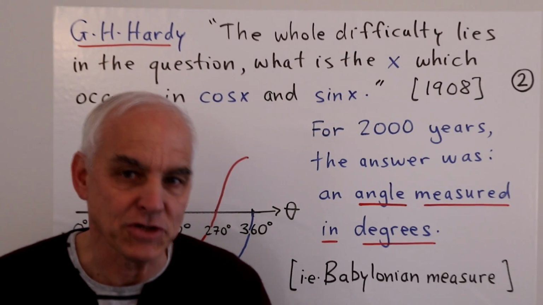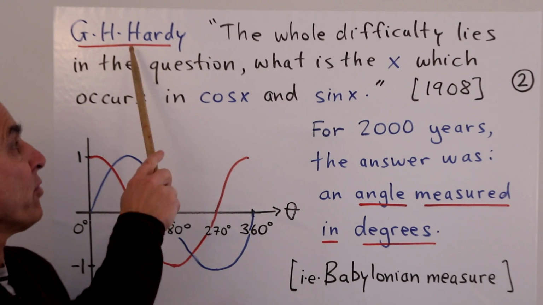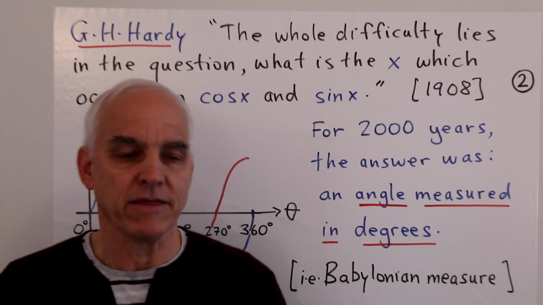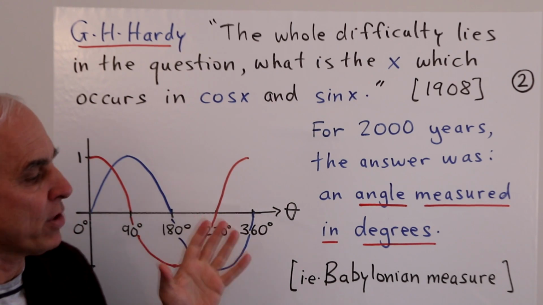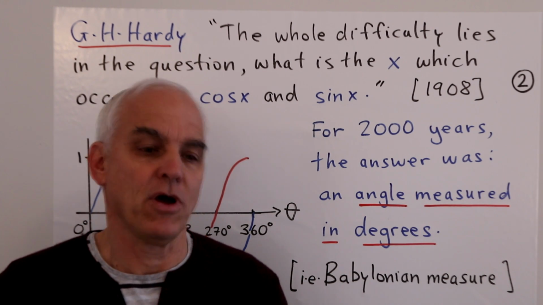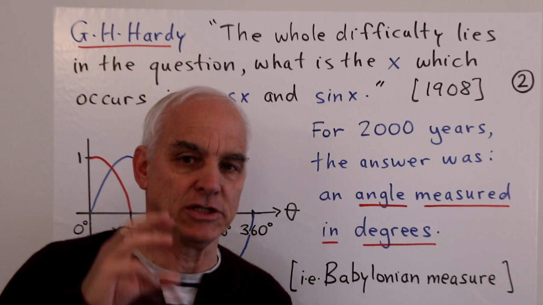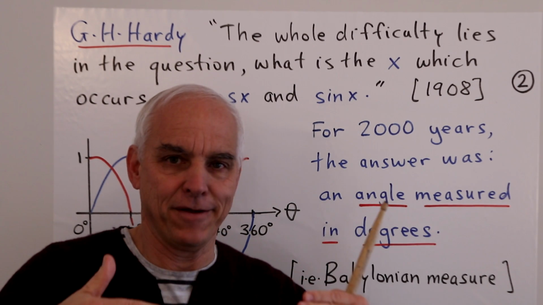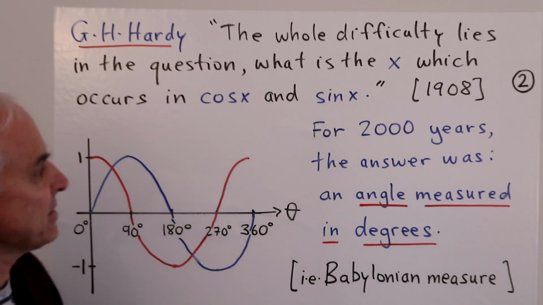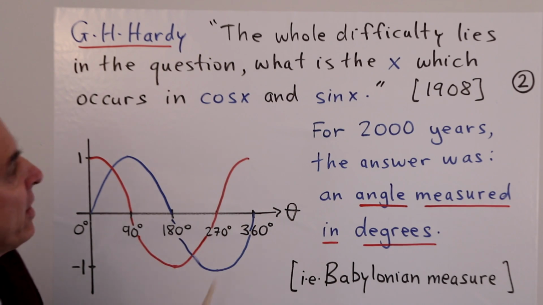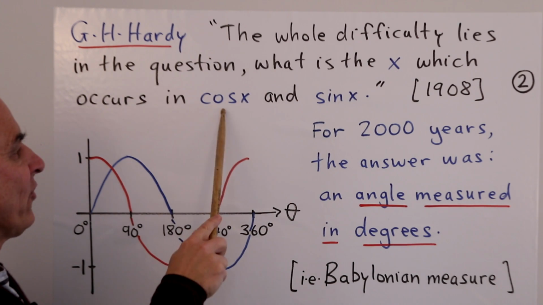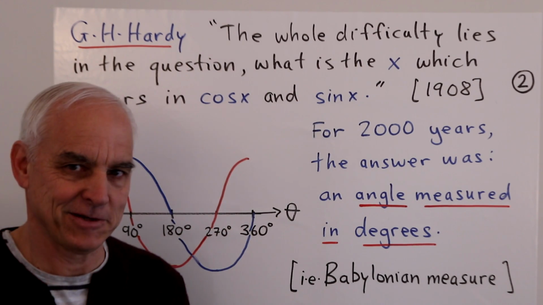So more than 100 years ago, the very prominent British analyst G.H. Hardy wrote a book called A Course in Pure Mathematics, and in that book he talks about the role of the circular functions, and it's very much in the spirit of what we're talking about. He recognizes that there's an essential difficulty about bringing these functions into being in the first place. And this is captured by this relatively famous quote: "The whole difficulty lies in the question, what is the x which occurs in cos x and sin x?"